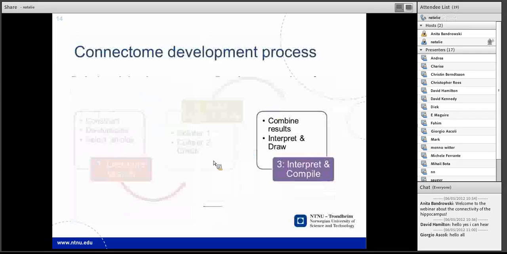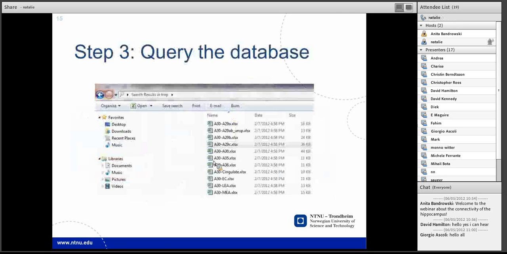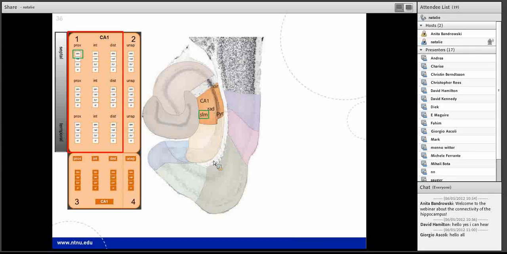We now move on to the third and last step of the connectome development. This step involves querying the database for all connections between all areas. We chose to export this data to an Excel file, and each Excel file contains all the reported connections across the literature between an area A and an area B. In the next slide, we will look into such an Excel file and explain how this data is processed further.